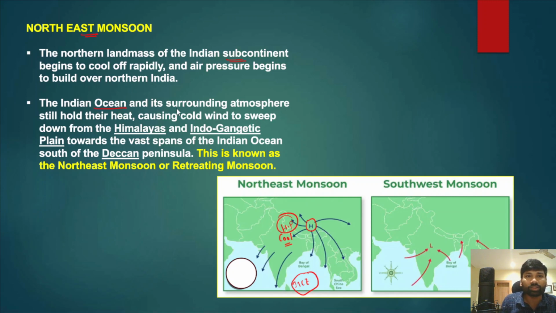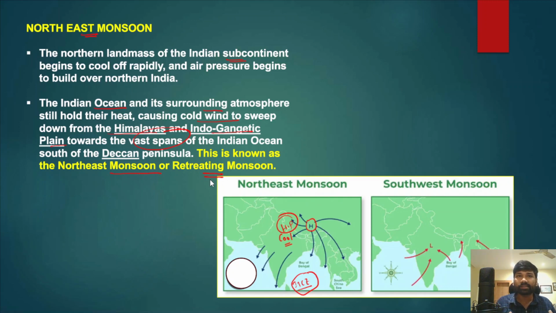The Indian Ocean and its surrounding atmosphere still hold a lot of heat, and because of that reason the ITCZ is shifted southwards. Okay, so this causes cold wind to sweep down from the Himalayas and Indo-Gangetic plains towards the vast spans of the Indian Ocean. Okay, so this is known as the northeast monsoon and retreating monsoon.